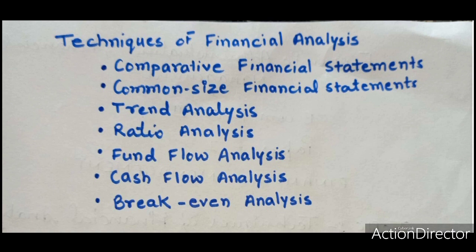Now, the third technique of financial analysis is trend analysis. The comparative financial statements are used to study changes which have occurred in each item of the balance sheet and profit and loss account within a period of 2 years but do not indicate the trend of progress during the past several years. Therefore, financial statements for a series of years may be analyzed to determine the trend of the data contained therein.